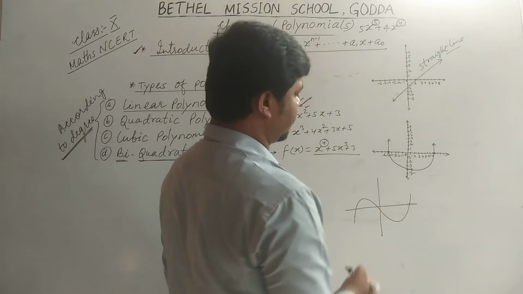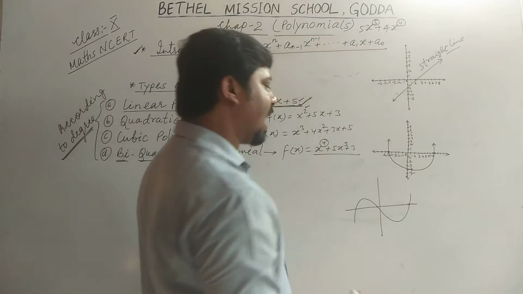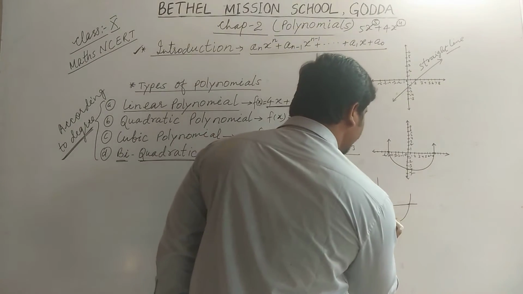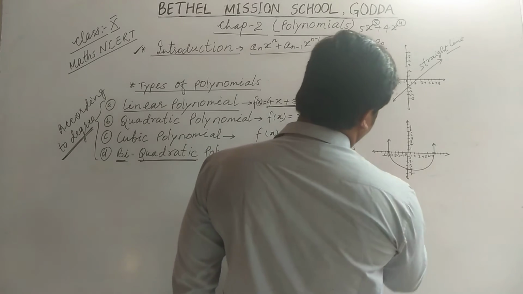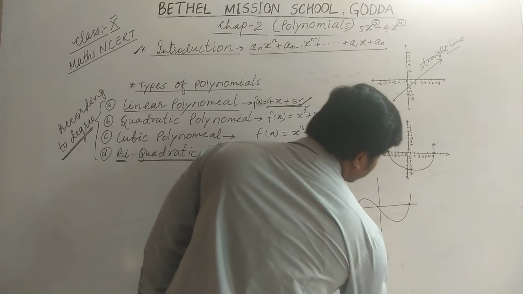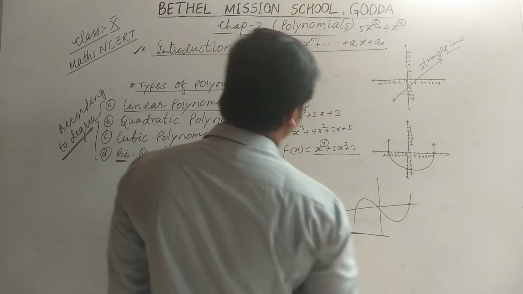the x-axis at 3 points. You can see 1, 2, 3. The points can be negative or positive, no problem, but it will intersect at 3 points. So by this graph you can understand this shows a cubic polynomial. This graph shows a cubic polynomial.